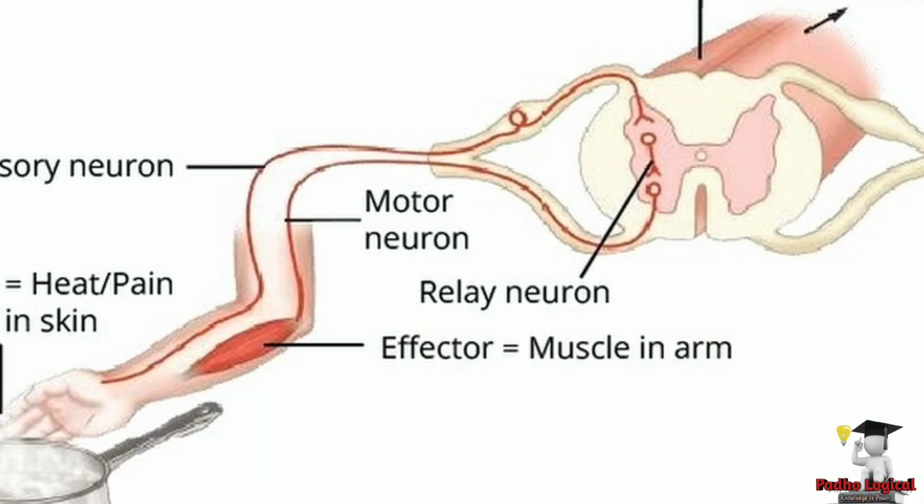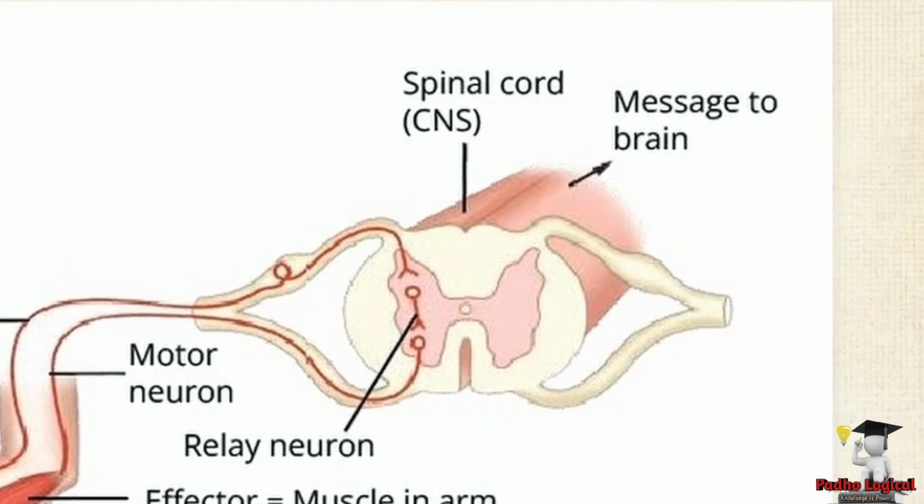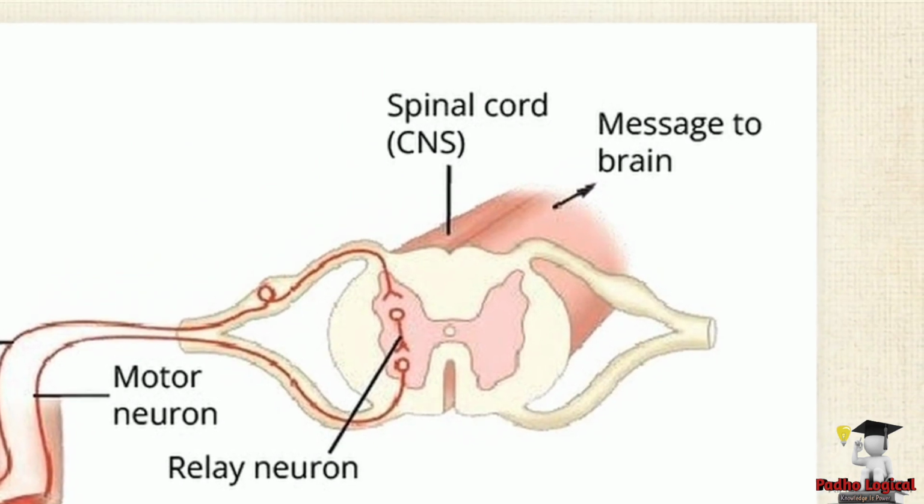The central processor isn't left completely blind. As the local reflex fires, a secondary signal is routed up the spinal cord to the brain, ensuring the organism consciously registers the pain only after the physical reaction has mitigated the damage.